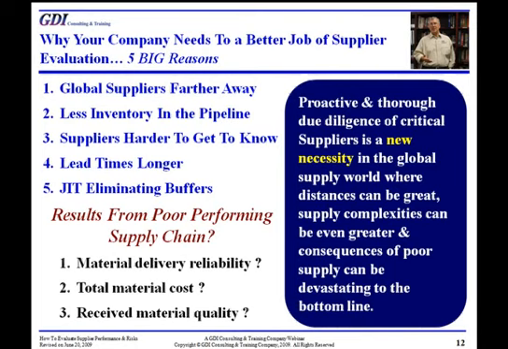There's less inventory in the pipeline. We've worked for years to eliminate buffers in our inventory pipelines, and as a result of that, we have less room for error when there's a shortage.